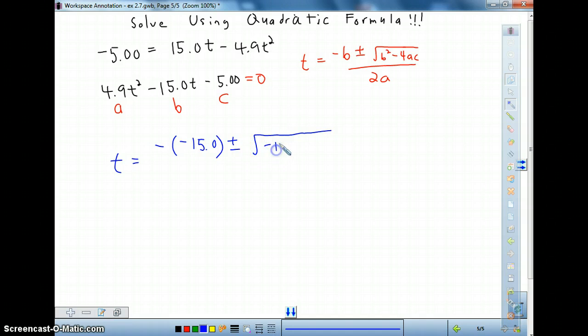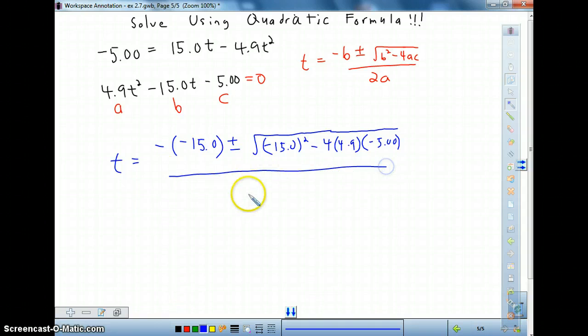So, -15.0 squared minus 4 times the a value, which was 4.9, times the c value, which is -5.00. Not ugly-looking math, but it's not too bad. All that divided by 2 times 4.9.